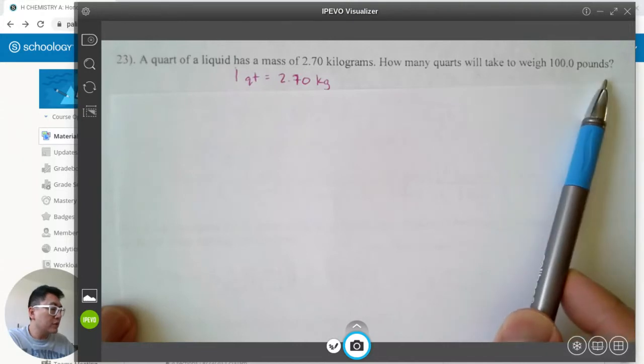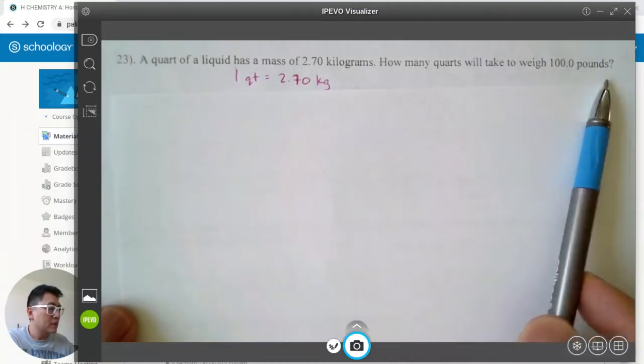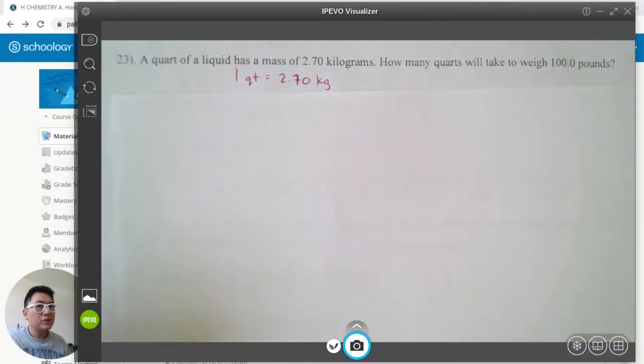If it was 100 kilograms, that would be easy, because 2.7 kilograms is a quart. But this is 100 pounds. So do whatever math you've got to do to answer this question, because I'm now asking you what's the answer for number 23?